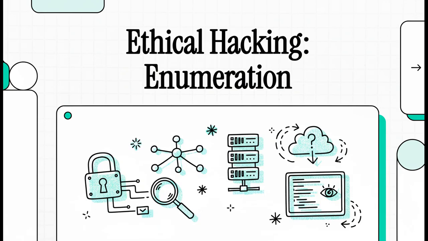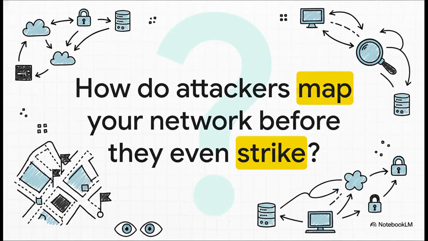Welcome to the explainer. Before an attacker ever launches a real attack, they've probably already walked through your digital front door. They've been mapping everything out. Today, we're diving into how they do it through a critical phase of hacking known as enumeration. So how does it happen?